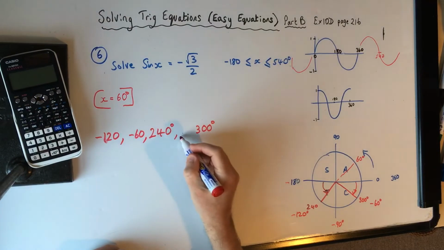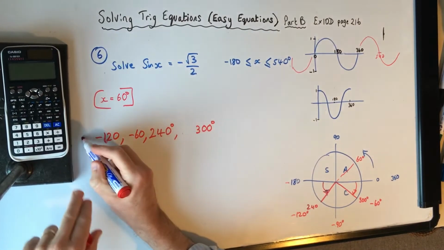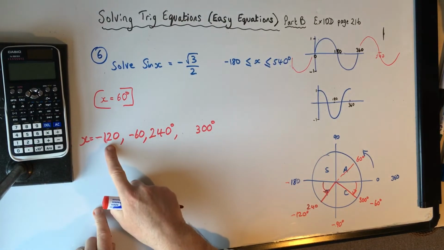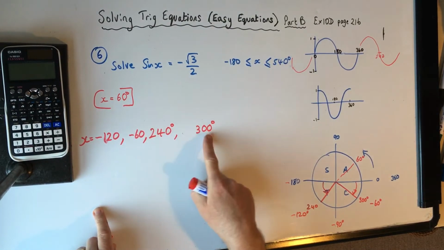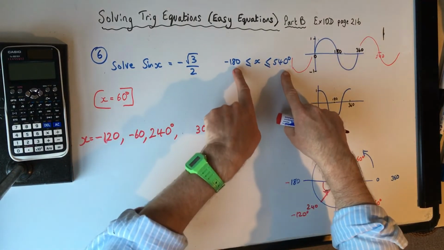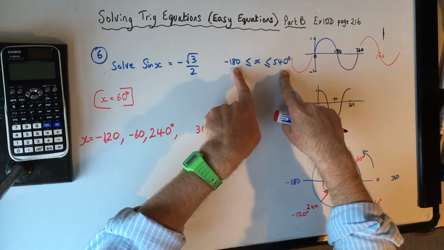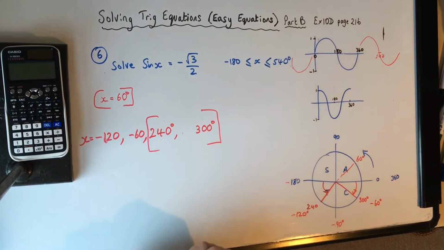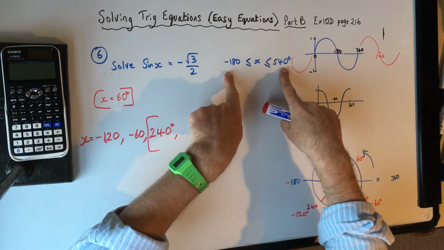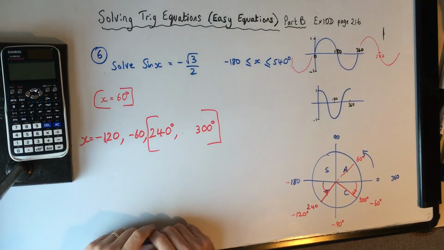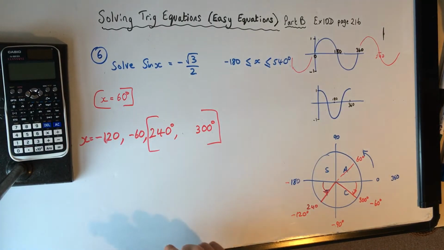So those are the four values. X is equal to minus 120, minus 60, 240 and 300 within that region. If it had just said between 0 and 360, like it does in most cases, that's your window, but it expands that window, and this bit creates two more values that fall into range. That's that one done.